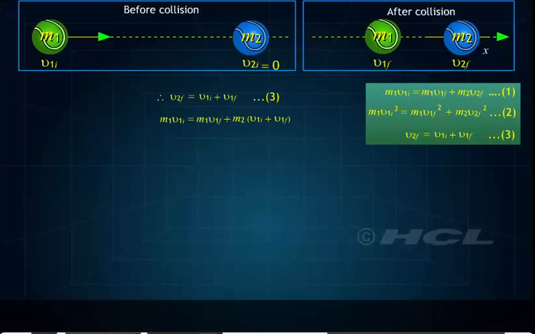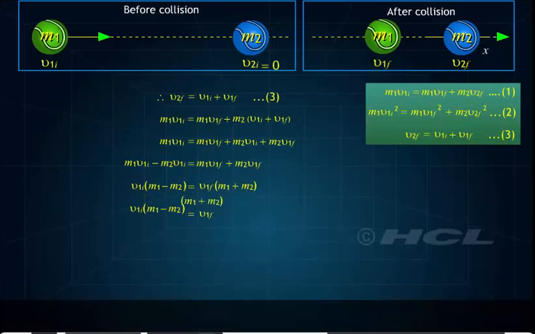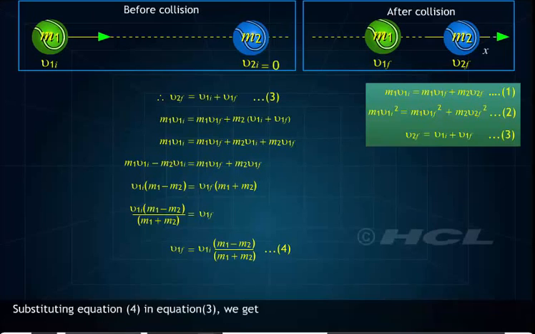Substituting equation 3 in equation 1, m1 v1i equals m1 v1f plus m2 into (v1i plus v1f). So m1 v1i equals m1 v1f plus m2 v1i plus m2 v1f. Then v1i into (m1 minus m2) equals (m1 plus m2) into v1f. So v1f equals v1i into (m1 minus m2) by (m1 plus m2). Denoting this equation as 4.